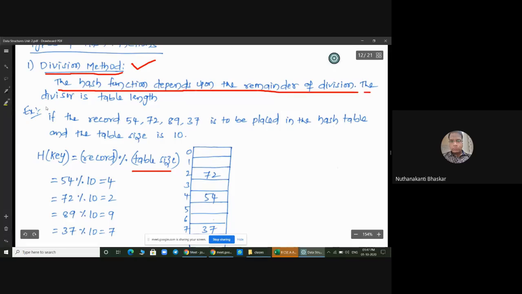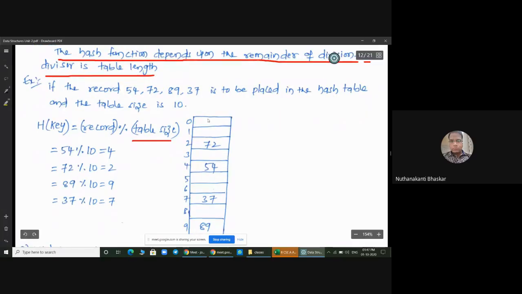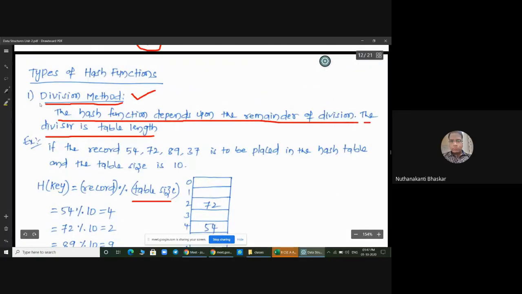The divisor is table length. Let me explain. Now I want to implement a hash function. For example, I want to implement a hash function. Tell me which hash function it is.